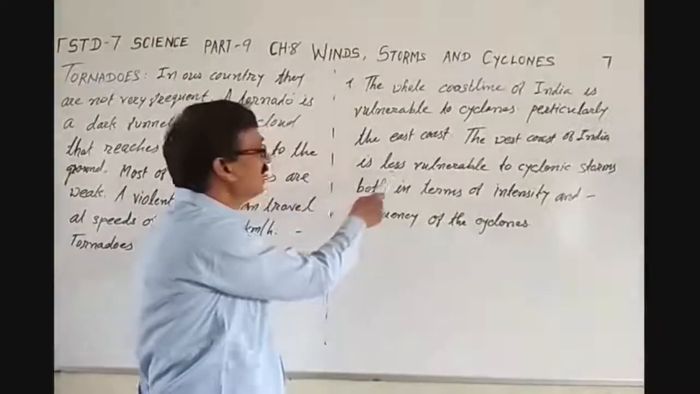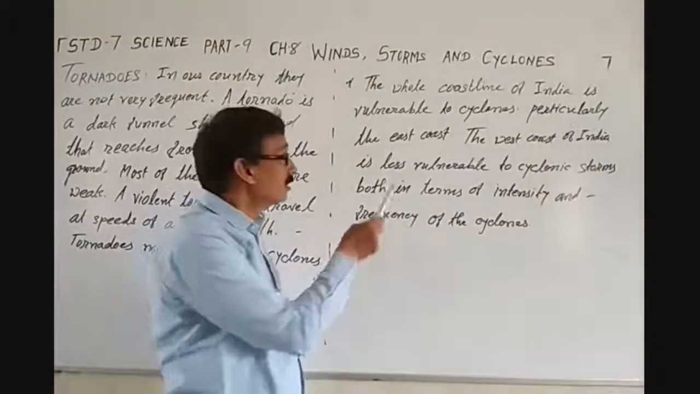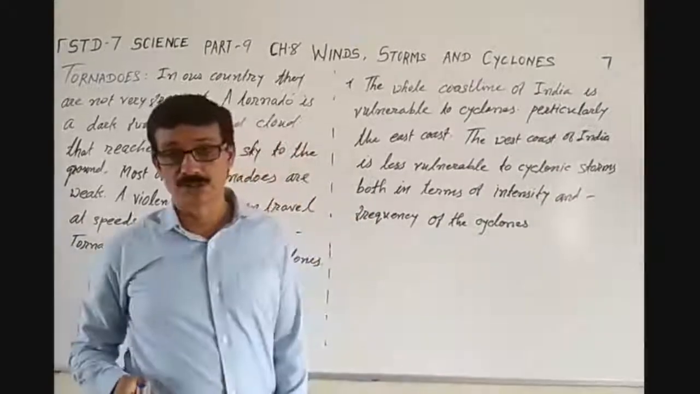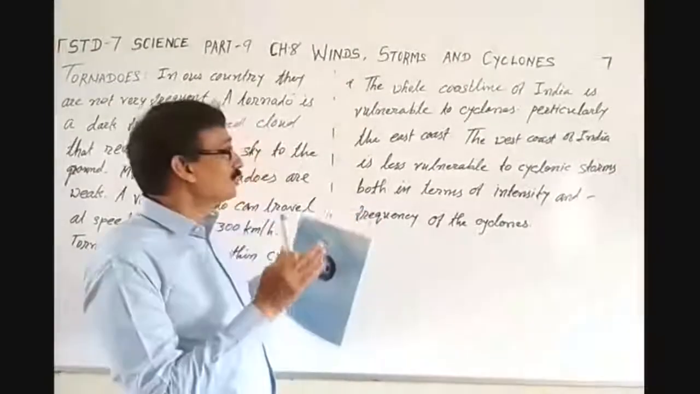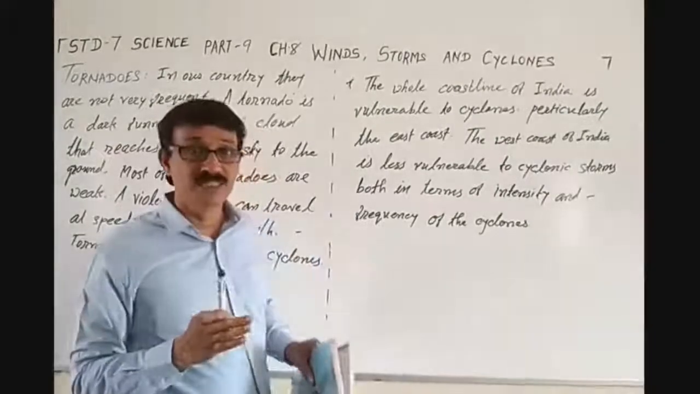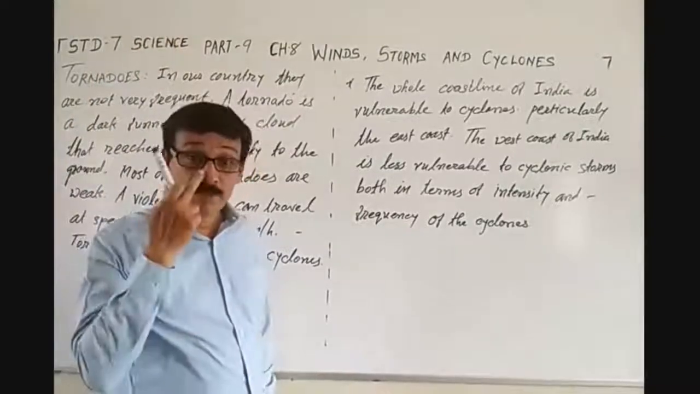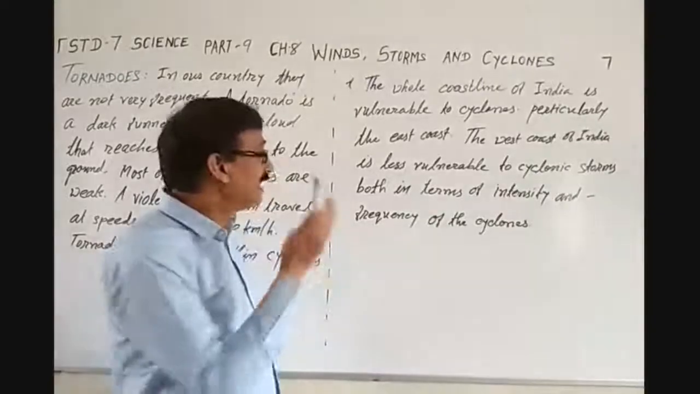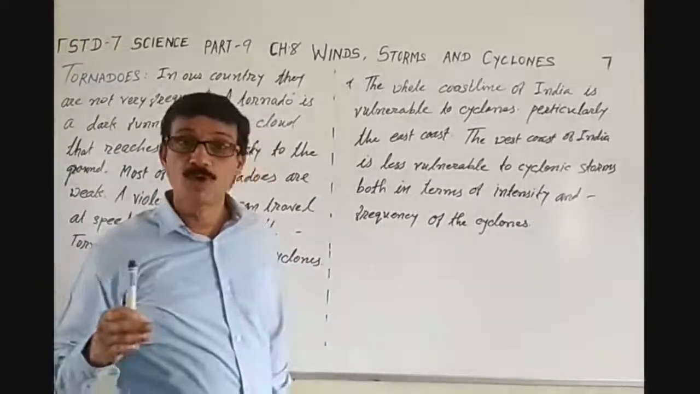The west coast of India is less vulnerable to cyclonic storms, both in terms of intensity and frequency of the cyclones. On the west coast, cyclones come very rarely and it is much less vulnerable compared to the east coast in both terms. Even if they come to the west coast, their intensity is lower and frequency is lower compared to the east coast of India.